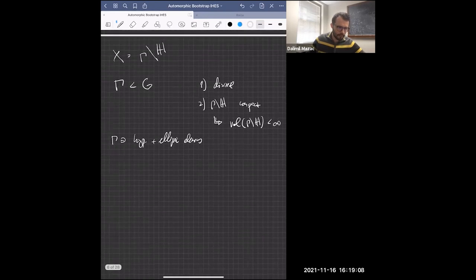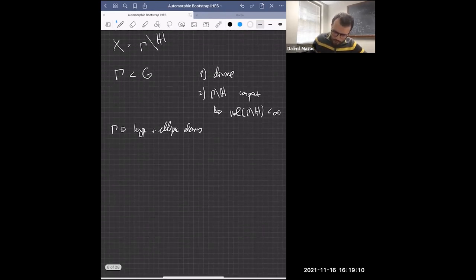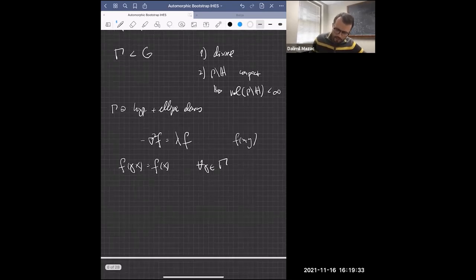Okay. And what we want to do is solve the Laplace equation in the upper half plane. So f(x,y) is a function in the upper half plane which is invariant under gamma, for all elements, small gamma, of this discrete subgroup. So f is invariant under it, and the Laplace operator in the upper half plane takes the following form.